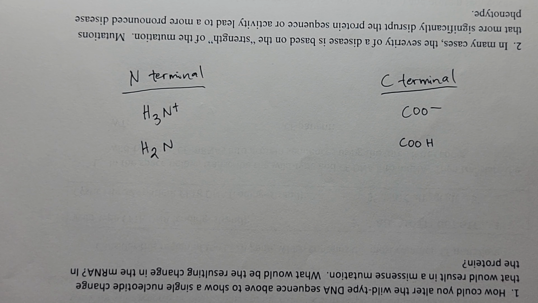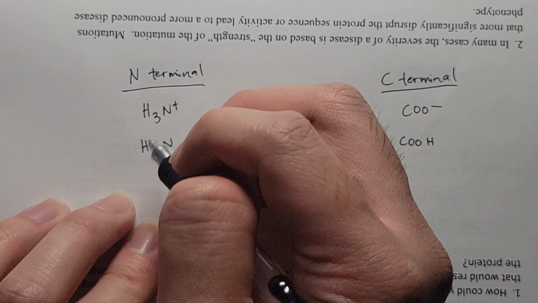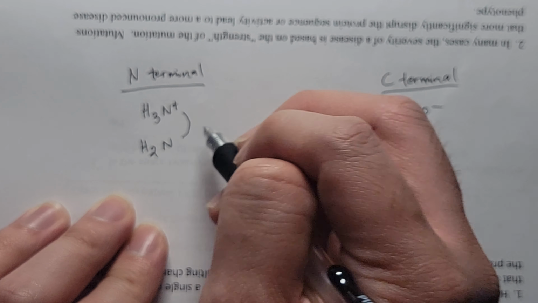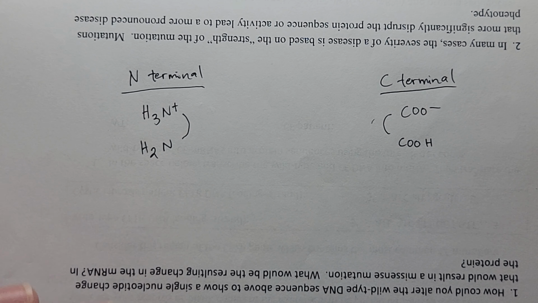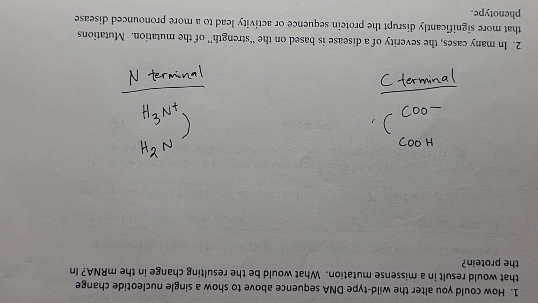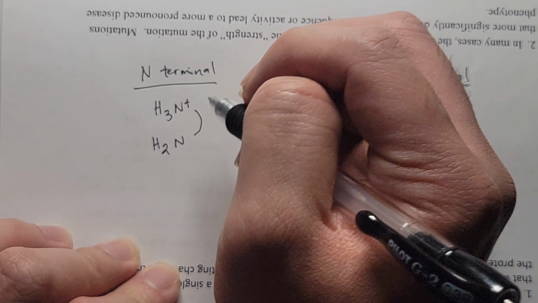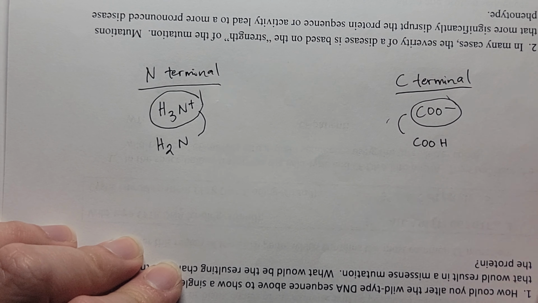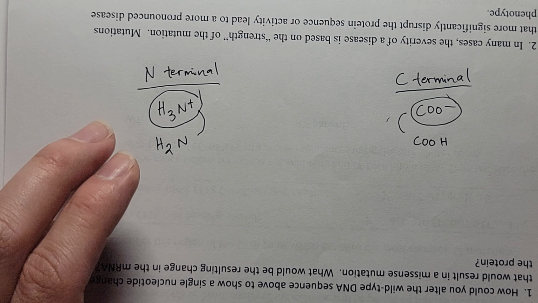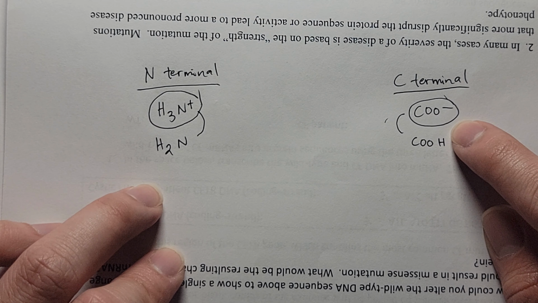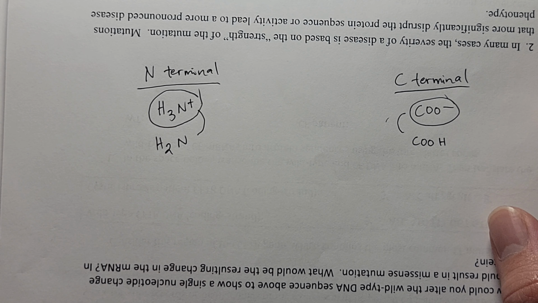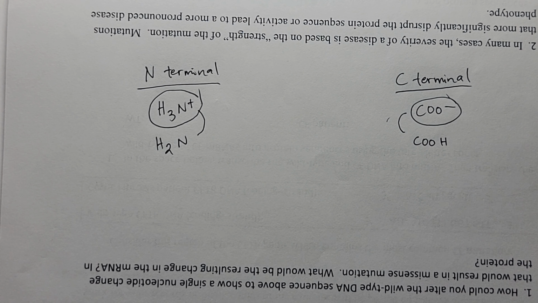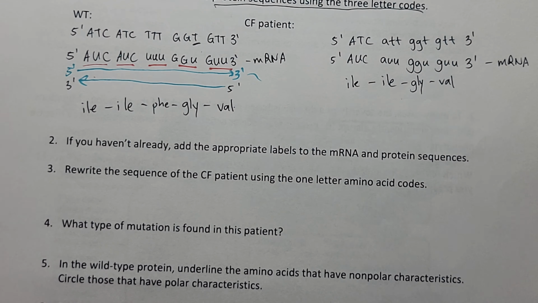For those of you that are more chemically inclined, I would suggest just using either one of these. But for the sake of this class, I would suggest sticking with just one format. For me, normally what I use for the N-terminal is H3N plus, and then I use COO minus for the C-terminal. But you can use either one of them. There's no difference between using either one of them. Let's go back to the activity.